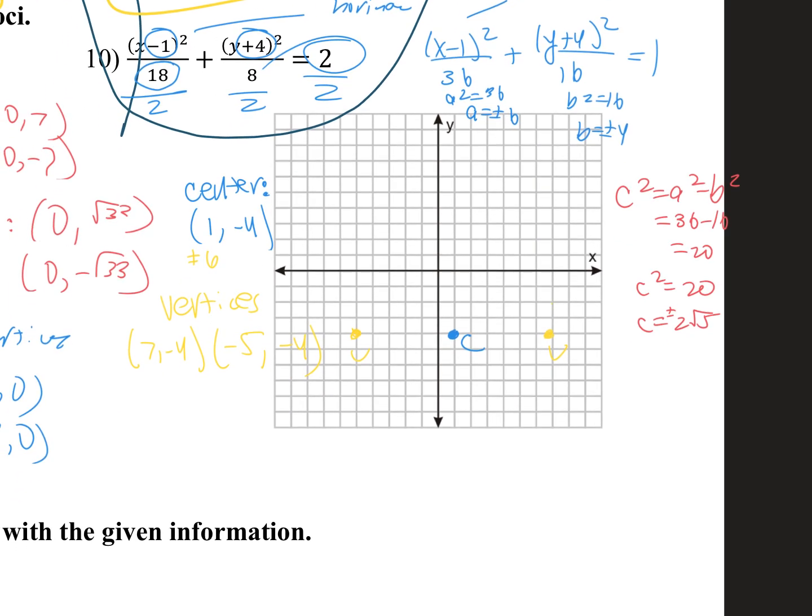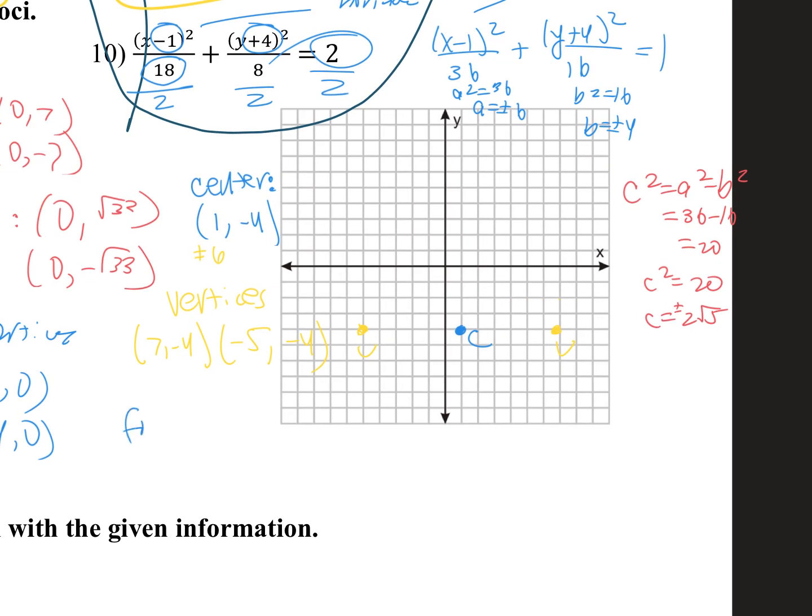So then my foci, they're going to land somewhere inside of my ellipse. But again, I'm going to be adding and subtracting to my x value. So it's going to be 1 plus 2 root 5, comma, negative 4, and 1 minus 2 root 5, comma, negative 4. So somewhere inside. I'm not crazy about where you put it. Just make sure it's in the right spot.